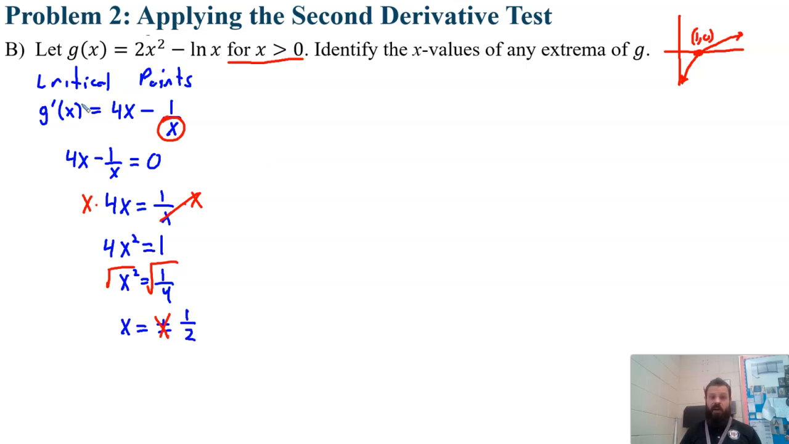Okay, so find my critical points. And for this one, that's just 1/2. Now, we want to determine if that is a minimum, a maximum, or neither. And that's going to be the second derivative part.